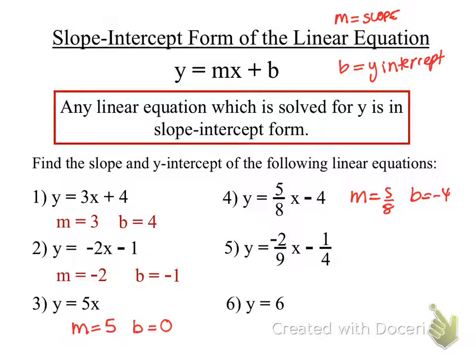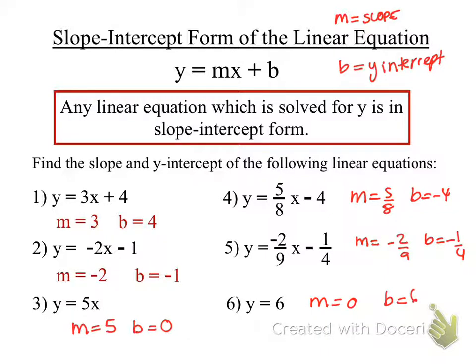Okay. Next one, number 5. Julia. M equals -2/9, and b equals 1/4. Equals what? -1/4. Good. Okay, next one. Aton. M equals what? 0. Yep. And b equals? 0. Nope. B equals 6.